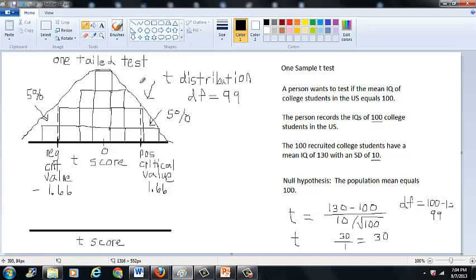And in a one-tailed test, a person can actually only use one of these two critical values. In a one-tailed test, a person will have to predict which side of the curve their outcome is going to end up at. And we'll talk about this more later.